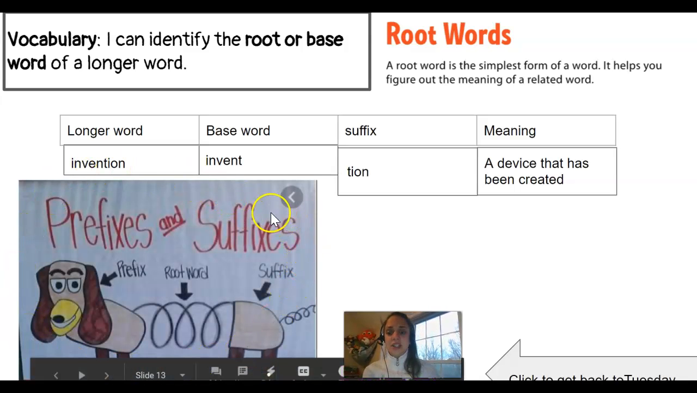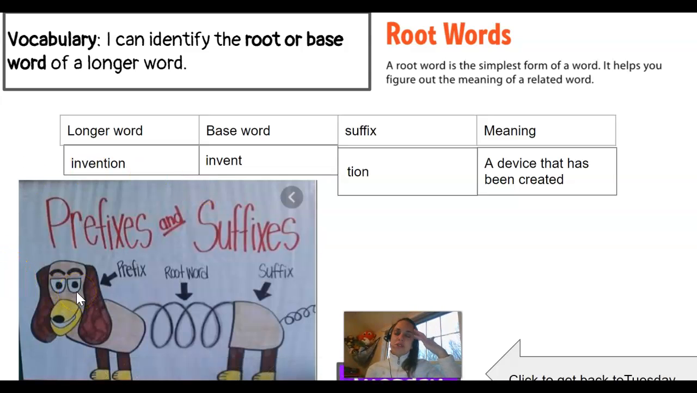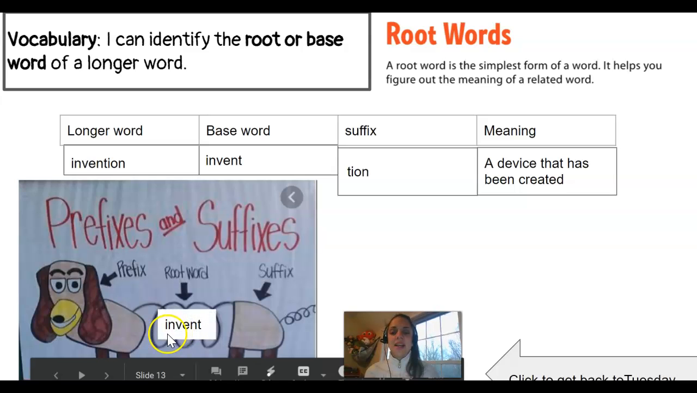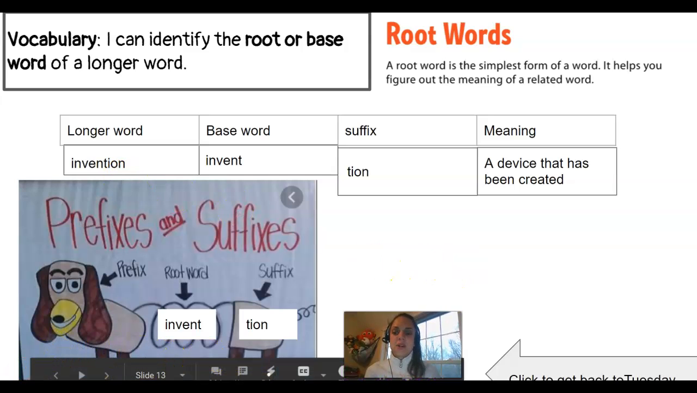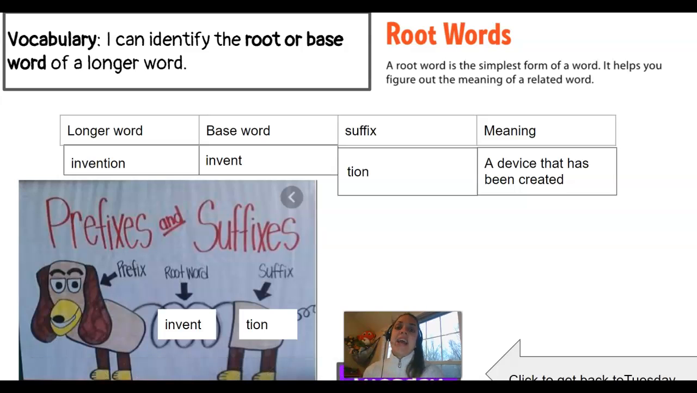Here is Slinky Dog, who we've seen in the past, and he helps our brain visualize those root words and prefixes and suffixes. So our root word today, invent. Our suffix, shun. Put it together, it makes the word invention. Let's go into our text and try to identify words, longer words, that have a root word inside of them.